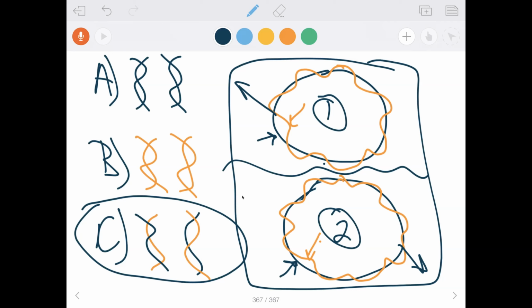If you have questions, make sure you ask me during office hours or during SI, ask your SI leader. This is an important concept. And we'll talk about gene expression next, which is just as important, if not more.